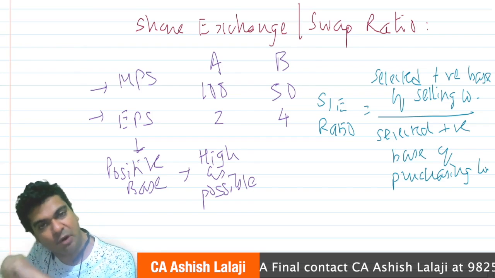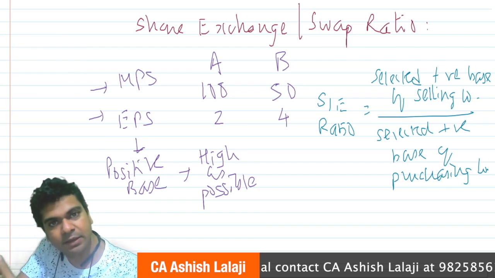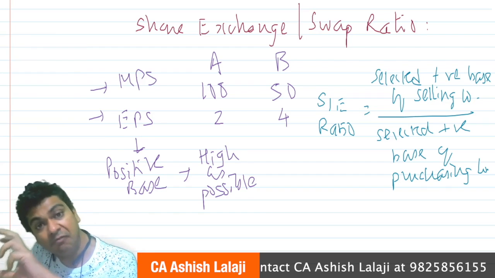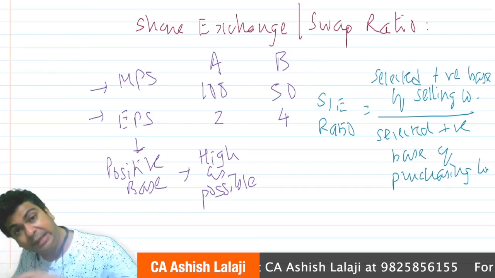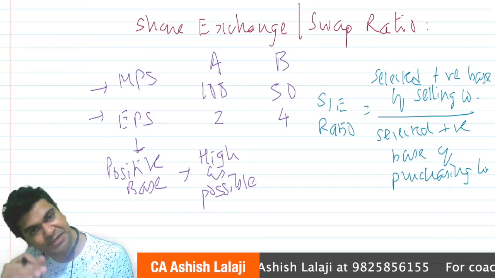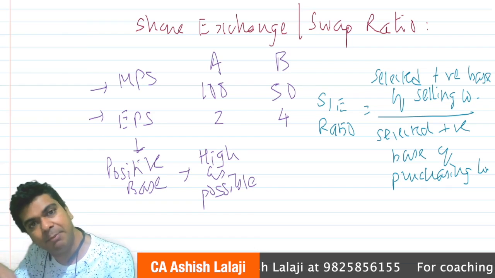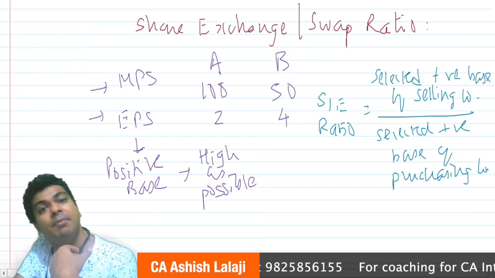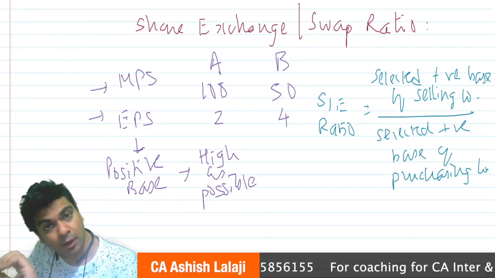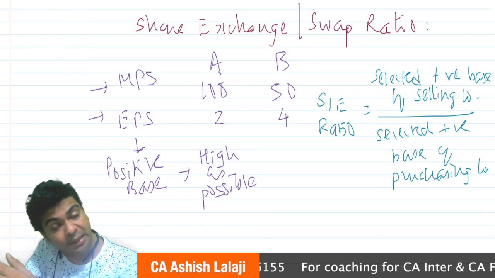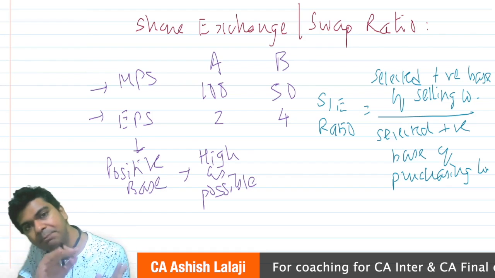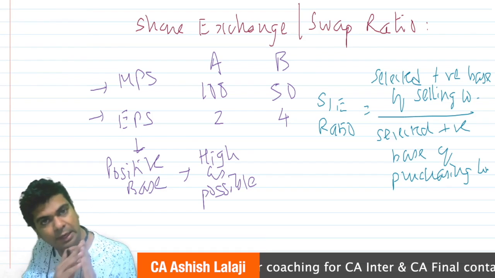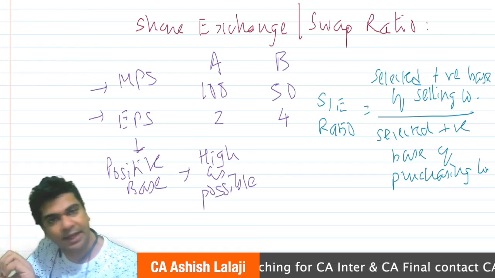So the base of the selling company will be divided by the base of the purchasing company. Why are we doing this? See, we want this base to be as high as possible. If the base of the selling company is higher, I do not mind giving them a higher number of shares. If the base of the selling company is lower, when I say lower, higher compared to that of the purchasing company. Let us say I am the purchasing company, you are the selling company.